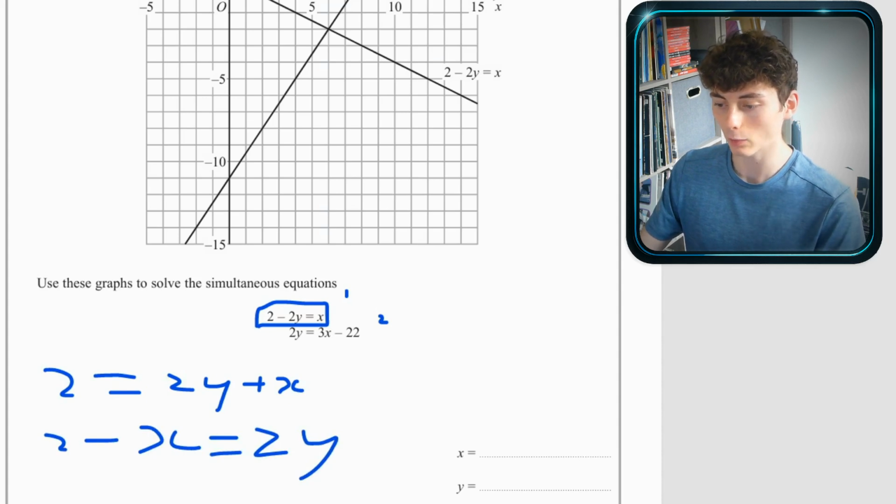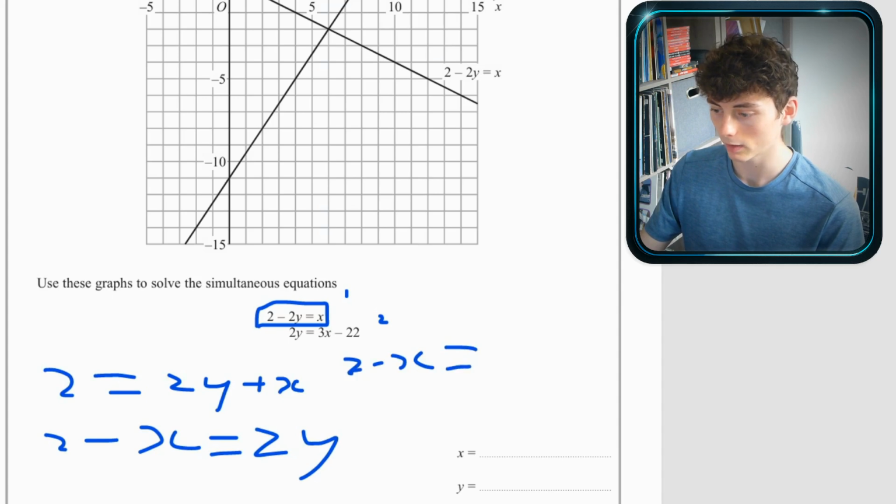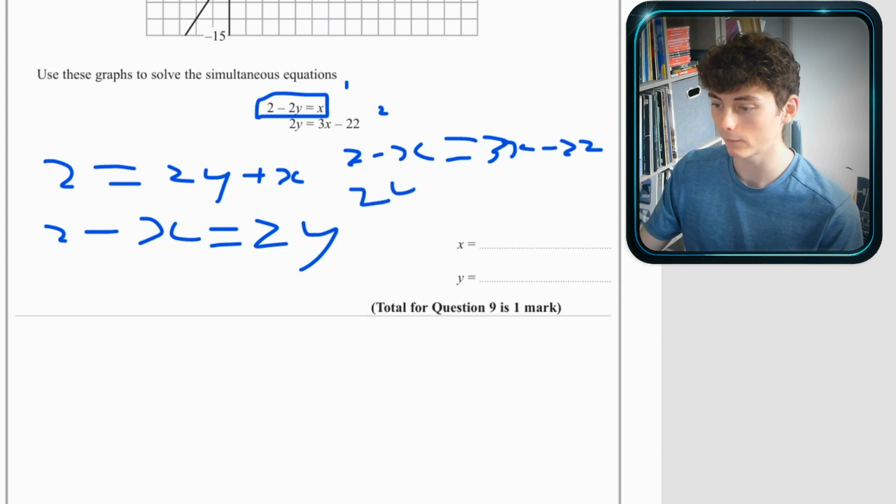Great. So now 2y is in both equations on its own, which means we can substitute the equations into each other, and now we get 2 minus x equals 3x minus 22. We can simplify that to 24 equals 4x. So we just divide 24 by 4 and x must be 6.